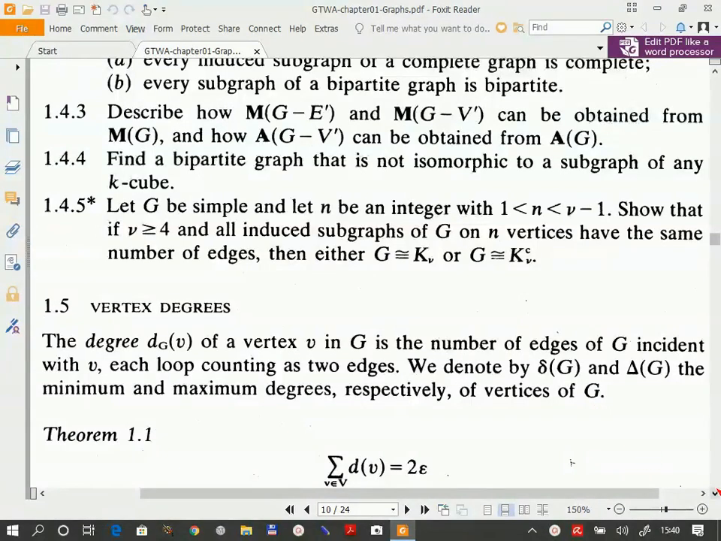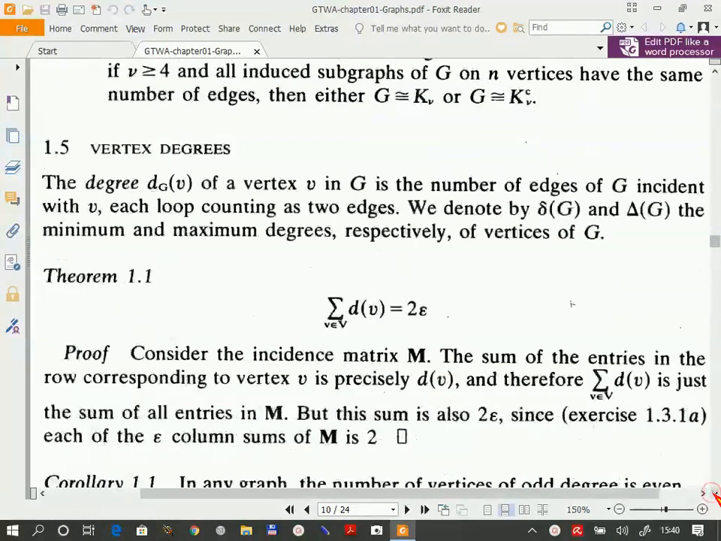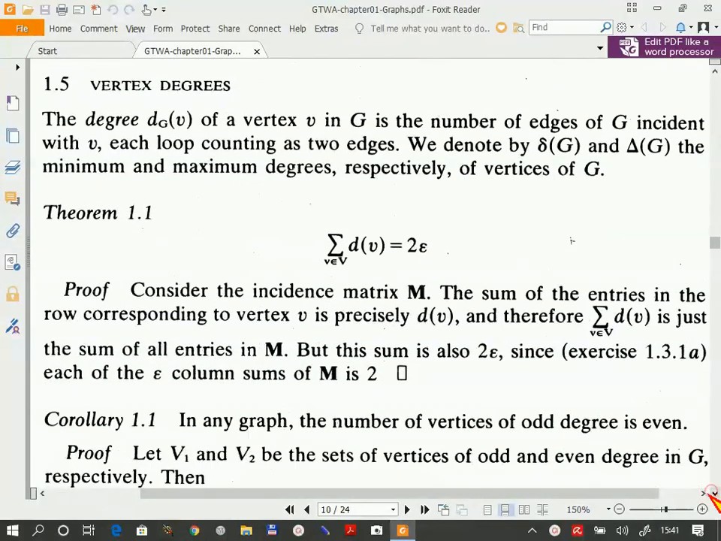Now we have already an interesting small theorem. There are various ways of proving that. One goes through the incidence matrix. The idea is that the sum of all degrees is equal to twice the number of edges. Okay? And let's see the proof that the authors give.